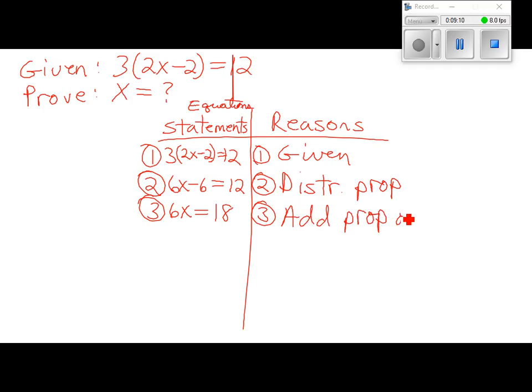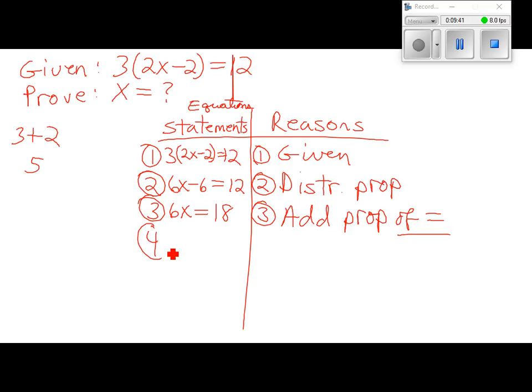Addition property of equality. It's got to have that of equality on the end. Daniel, you learned something, didn't you? So it's a good thing that I made you pay attention. If you just say addition property, this is addition property: 3 plus 2 gives you what? 5. Addition property of equality says you're doing something to both sides of the equal sign.